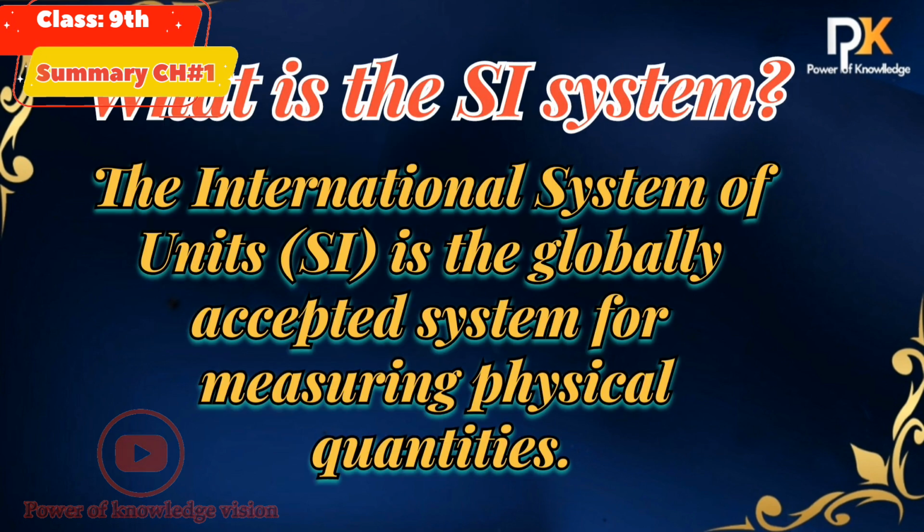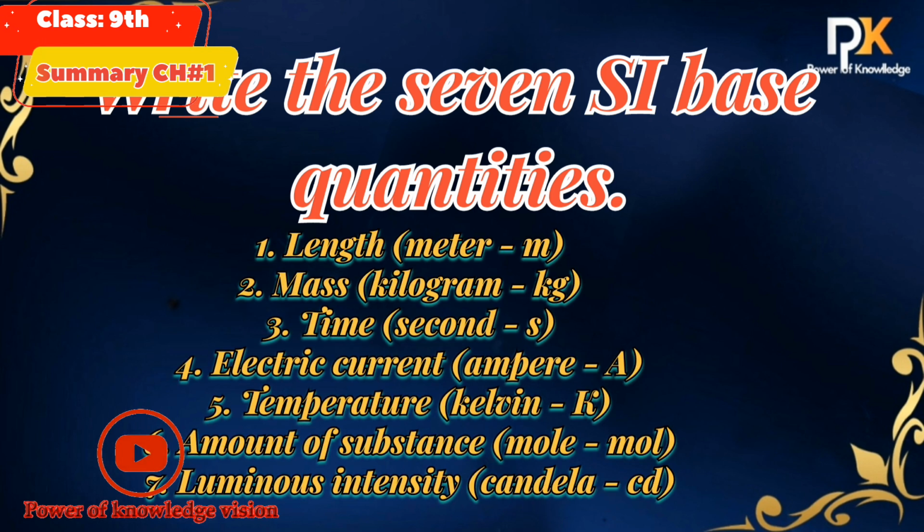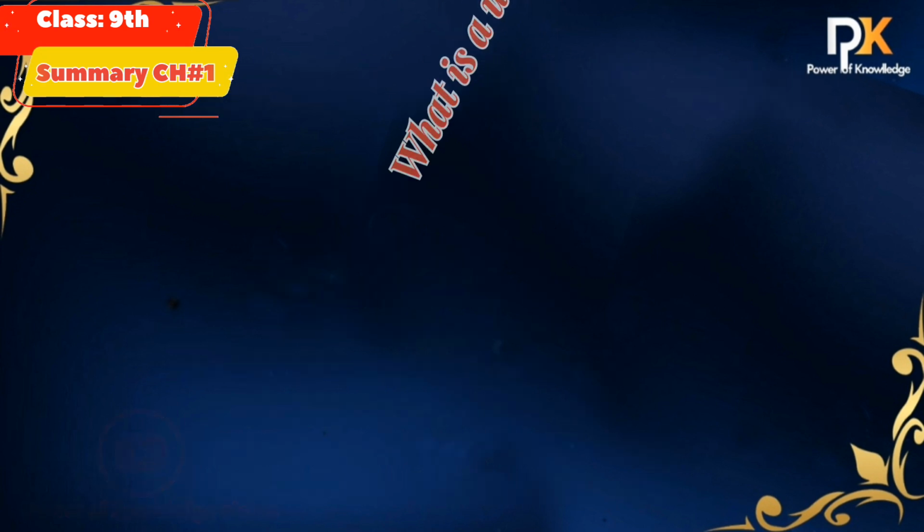What is the SI system? The International System of Units, SI, is the globally accepted system for measuring physical quantities. Write 7 SI system quantities. First, length, mass, time, electric current, temperature, amount of substance, luminous intensity.